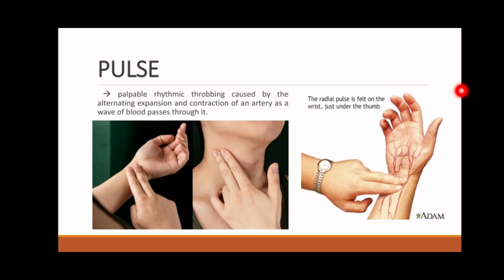The pulse is the palpable rhythmic throbbing caused by the alternating expansion and contraction of an artery as a wave of blood passes through it. It is created as the ventricles contract and blood is forced out of the heart and through the arteries. In normal individuals, the pulse rate is the same as the heart rate. The pulse is most easily felt by compressing the radial artery on the thumb side of the wrist.